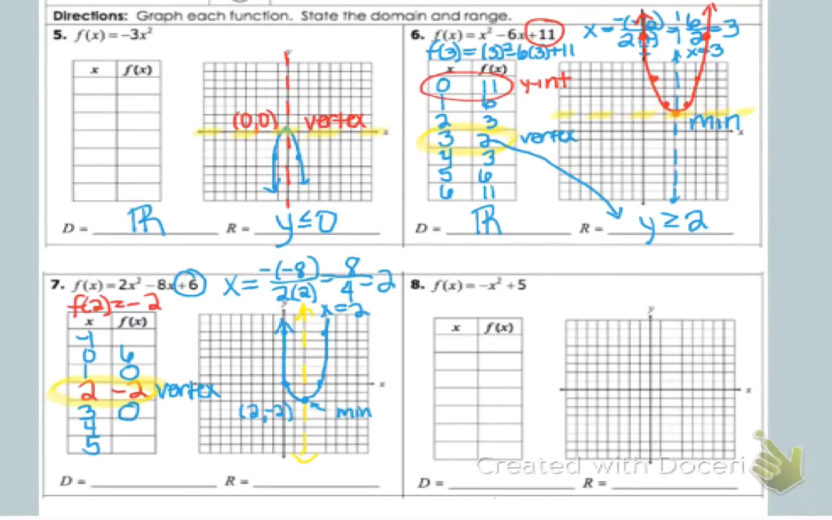Got my parabola. The domain is all real numbers, and that range, that lowest value you can see is, remember, it's always the y-coordinate of the vertex. That's the parameter that you use. So y is going to be, in this case, since it's a minimum, always greater than or equal to that -2.